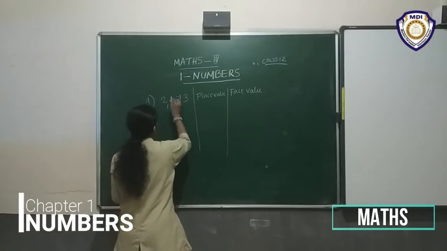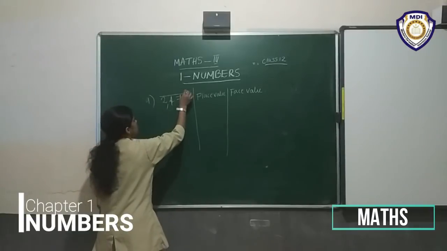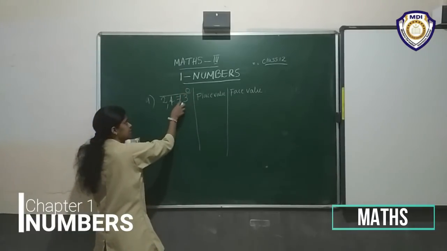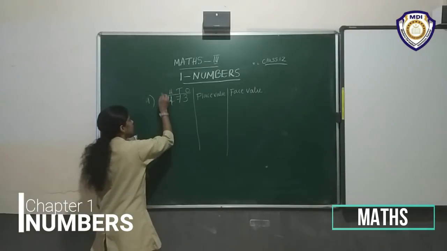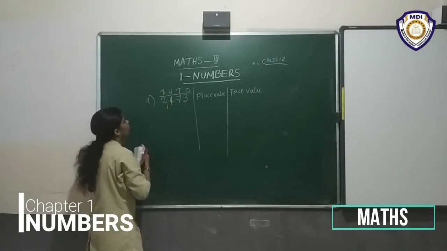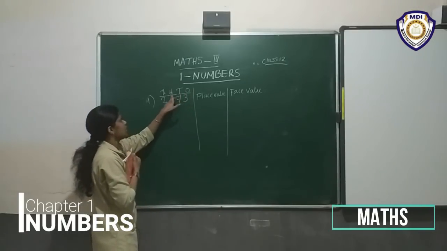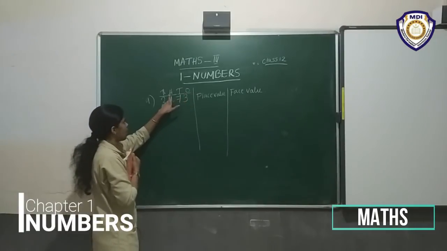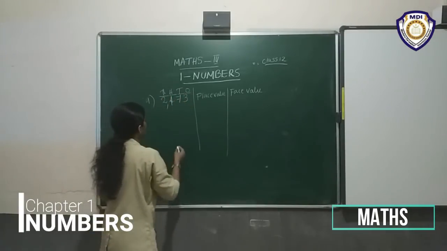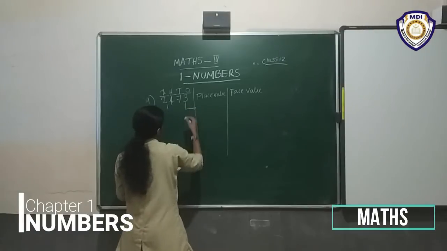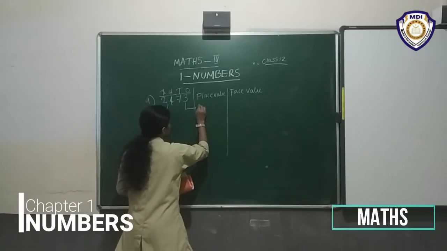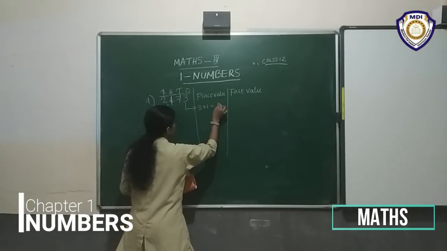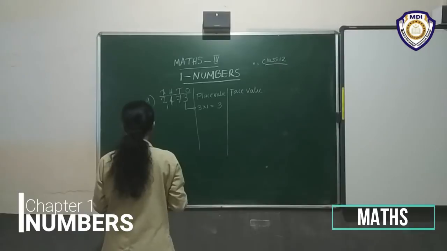Listen here. Places are ones, then tens, hundred, thousand. Ones, tens, hundred, thousand. Place value of 3. 3 is in the ones place. 3 into 1, 3.